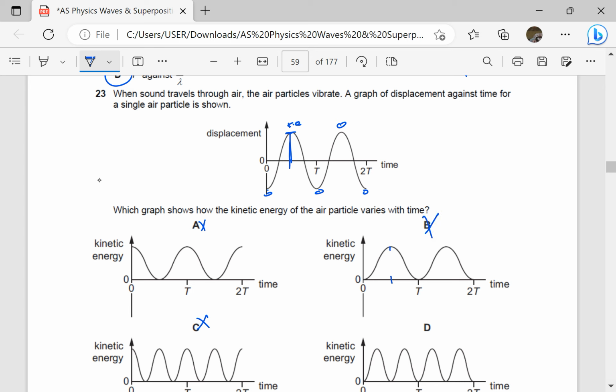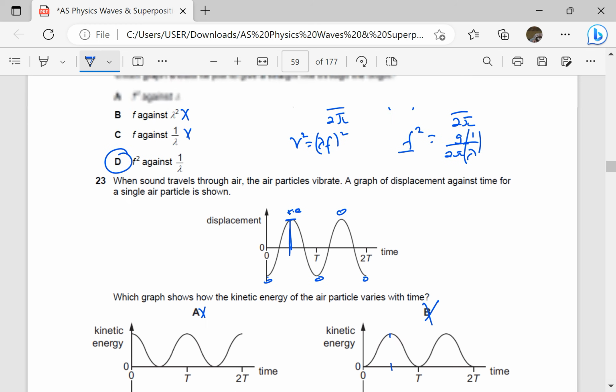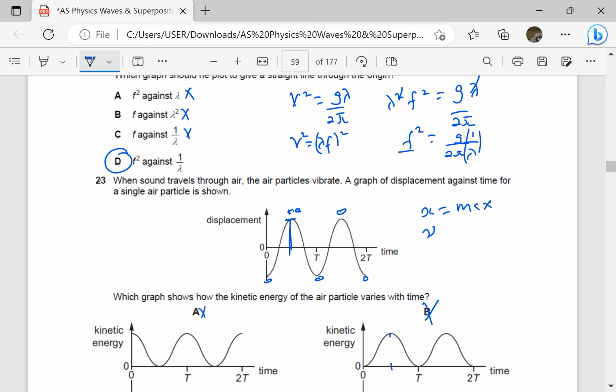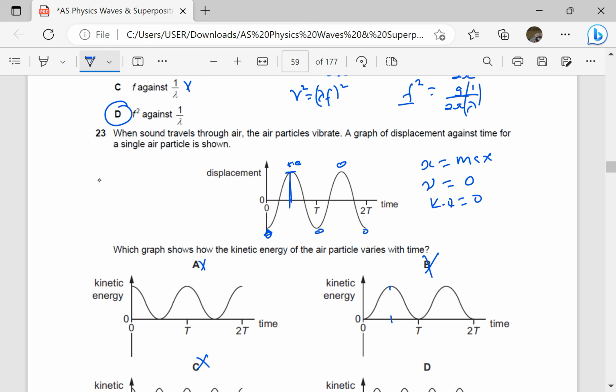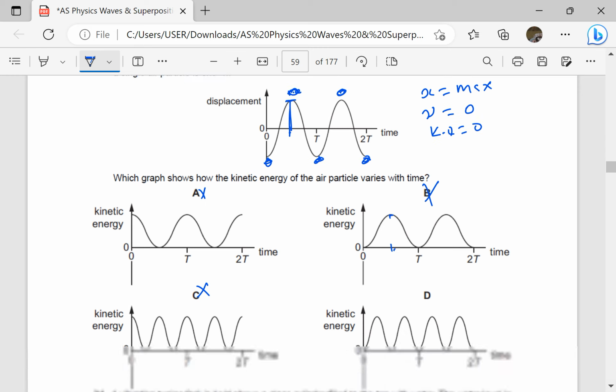When displacement is maximum, speed is equal to 0. That means kinetic energy is equal to 0. So that's why I said here it is 0, here it is 0. At half T, kinetic energy is 0. This one is showing that at half T kinetic energy is maximum. So the answer is going to be D.